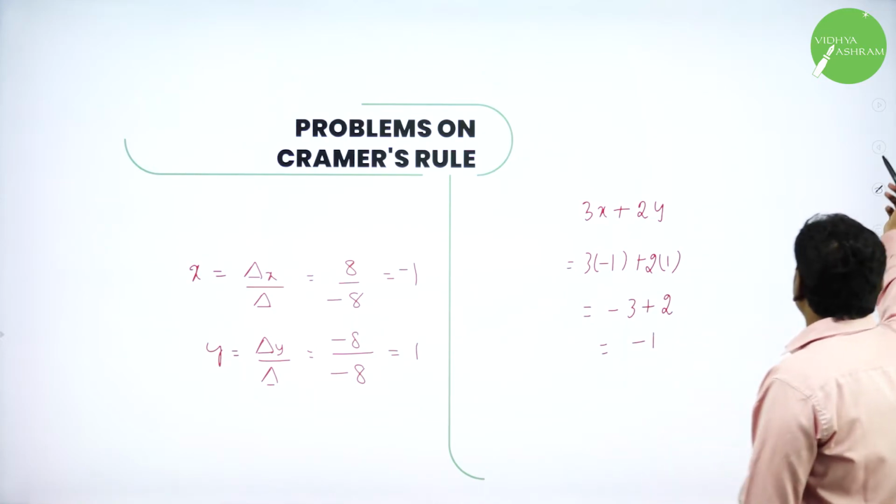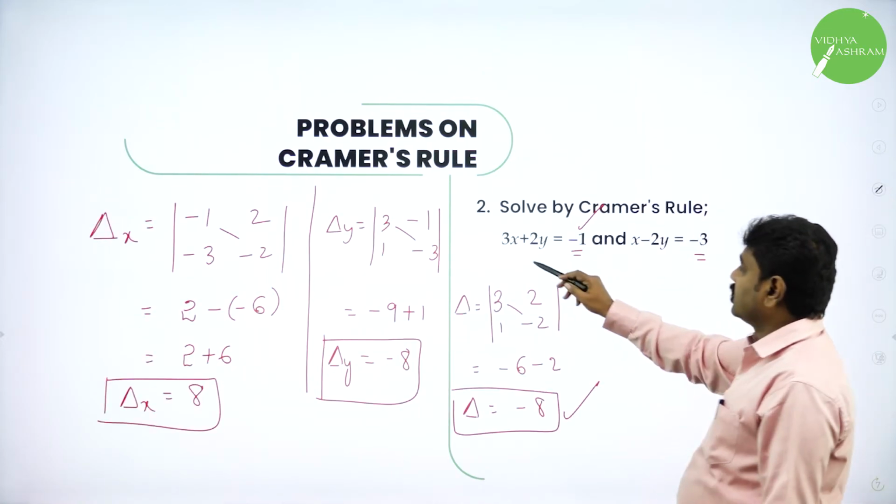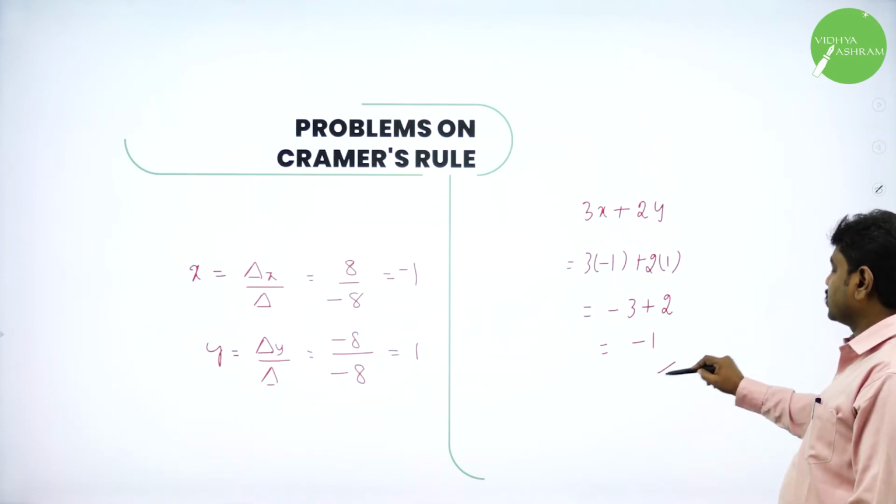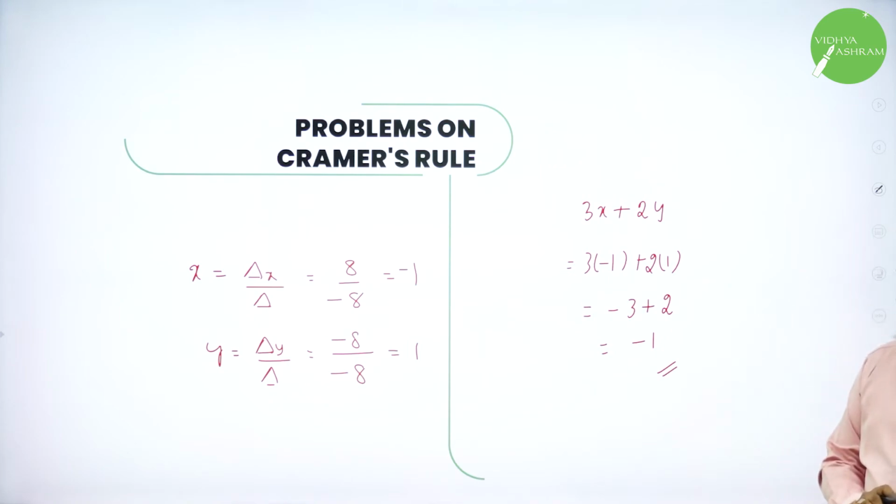Minus 1. We'll see whether that is the RHS. Yes, 3x plus 2y, when I substitute, I will get minus 1. We got it. That's it. I hope all of you understood this.